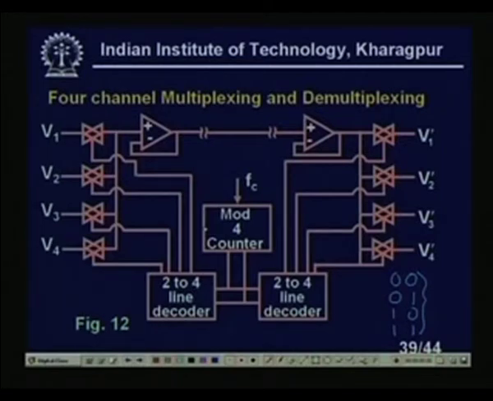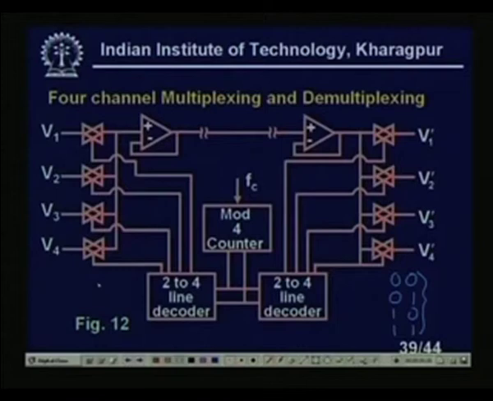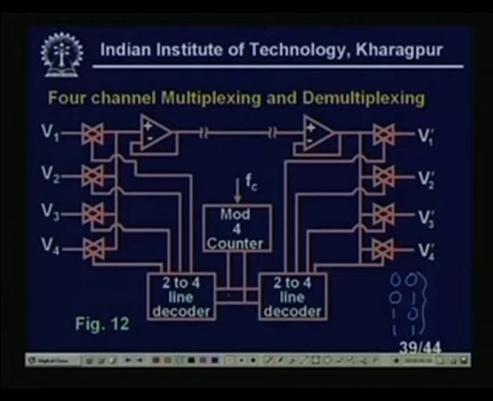Saving will be there if the number of lines is more. Suppose I have 12 lines, 12 different sensors. In that case, how many lines are necessary? If I have 12 different sensors, I need 4 lines for selection and 1 line for the signal, so 5 lines. So I am saving 7 lines, 7 cables, in that case. So that is the advantage of multiplexing and demultiplexing, right.